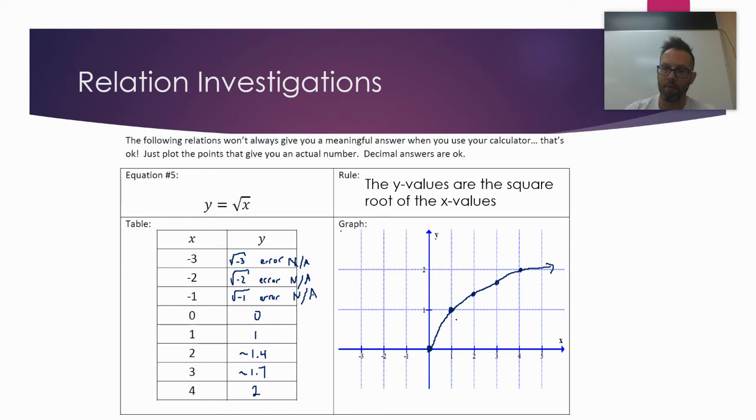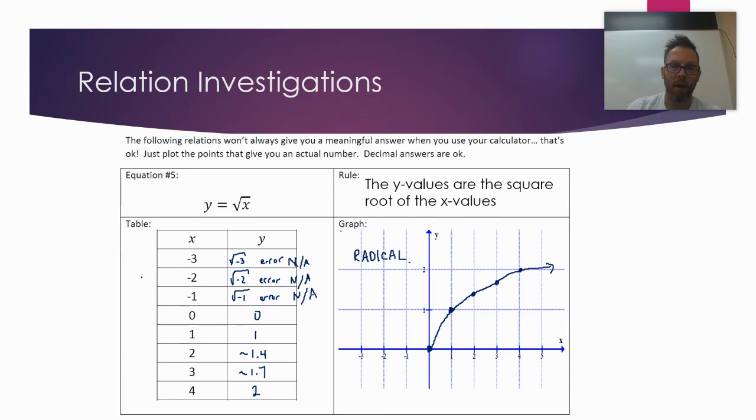It's going to kind of be shooting up forever, but kind of leveling off. That's pretty neat. And there are no points when X is less than 0 because you can't root a negative number. So this is a really interesting graph. And the name we're going to give this one later on is the radical relation. So pretty neat.